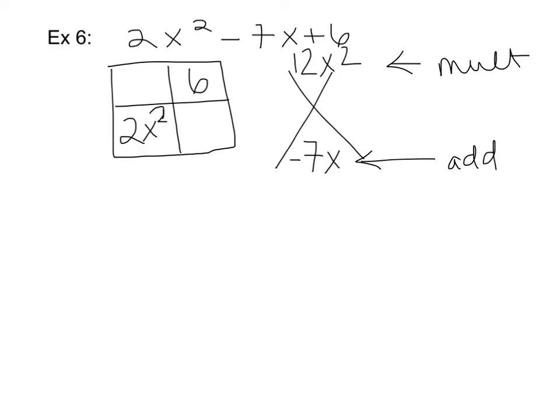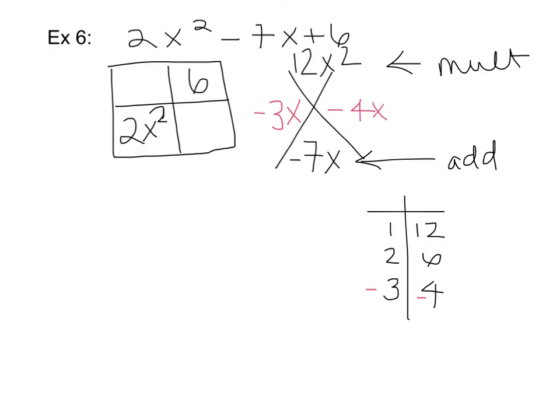I know you might think this problem is similar to the last one, but I promise you it's different. So numbers that multiply to 12, 1 times 12, that doesn't add to 7. 2 times 6, that doesn't add to 7. 3 times 4 does, but since it's a negative 7, they must both be negative. So negative 3x minus 4x.